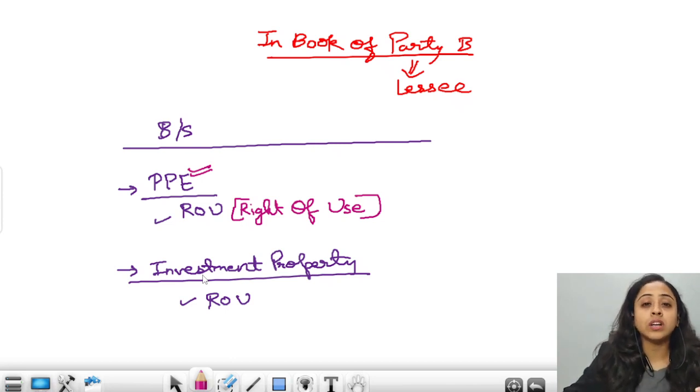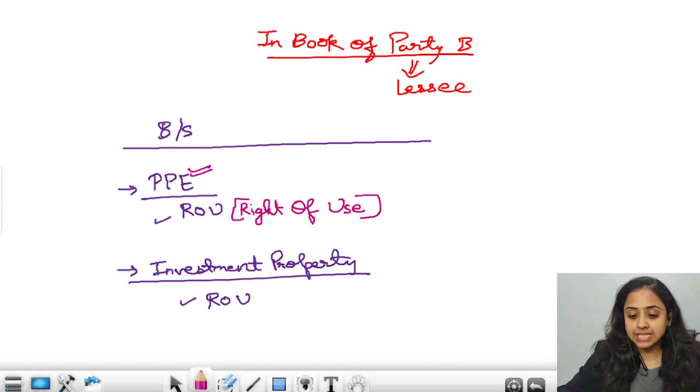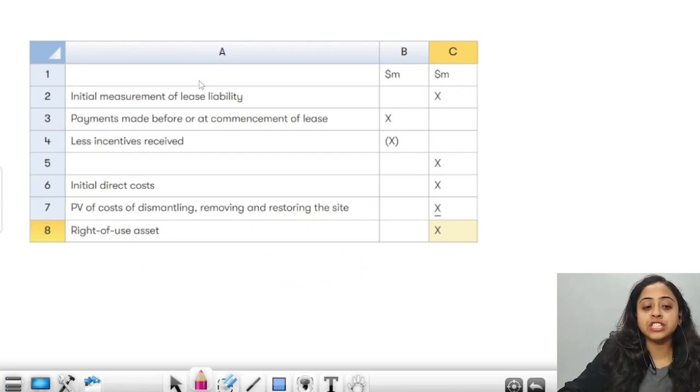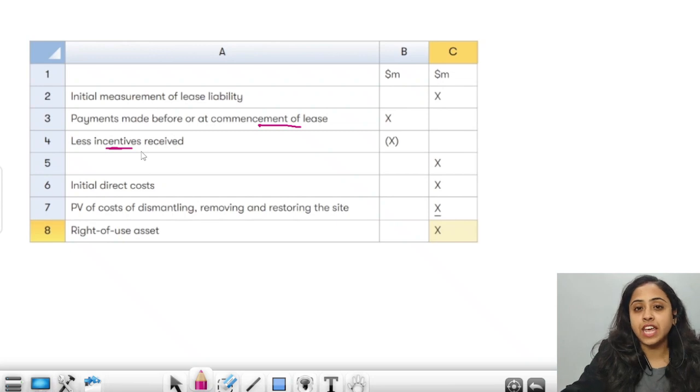Now the question comes, what amount should be recorded for such ROU? There is a simple formula. First, you have to take, on initial measurement, the lease liability, whatever it comes. Now you have to add the payments made before or at the commencement of lease, any payments made at the beginning of the lease. You have to deduct any lease incentives if ever received. You have to add all the indirect costs. You have to add the decommissioning provisions, the PV of decommissioning liability, to the same. The amount that comes will be recorded as ROU, right of use asset.